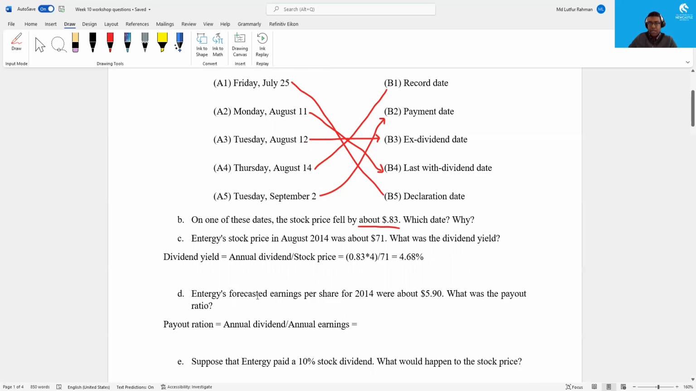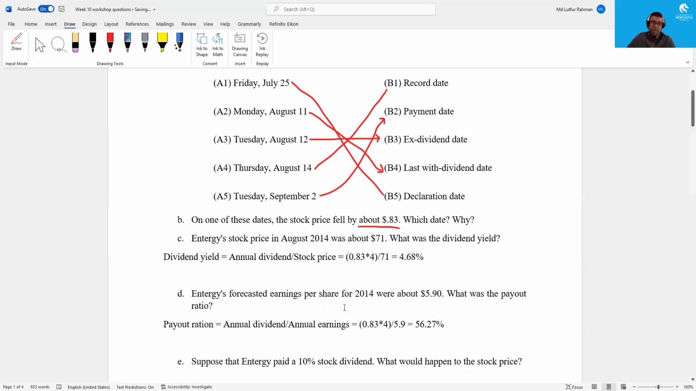Once again, what is the amount of dividend? This, and divide by the earnings per share, which was 5.9. If you calculate this, you will see that it is 56.27%. Which means that the payout ratio was 56.27%. 56% of the earnings was distributed as dividend.